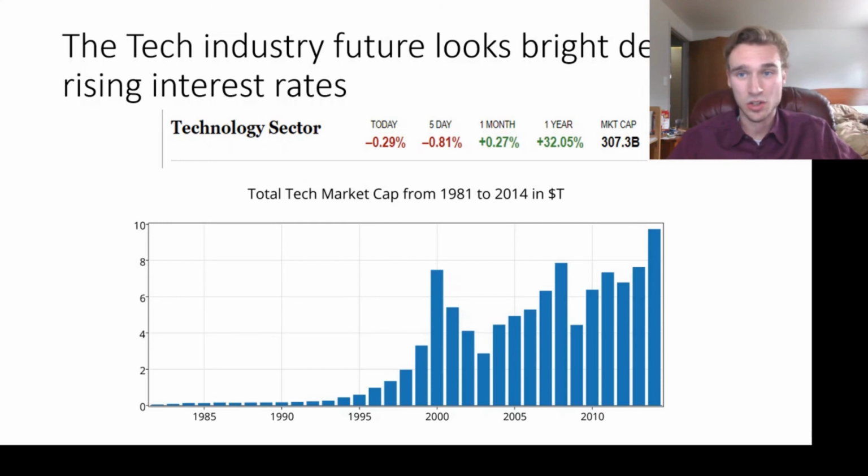Overall, the tech industry looks very bright despite rising interest rates. This year, they're up 32% since last year on market capitalization overall. And as you can see on this graph here, 2000 was the tech boom. It slowly tapered off, and it continues to rise. The Great Recession dinged it a little bit, but as you can see, with the low interest rates, it has been climbing steadily. But even during the times of higher interest rates, from '03 to '08, interest rates were on the rise, and you can see that did not affect them at all when looking at history.